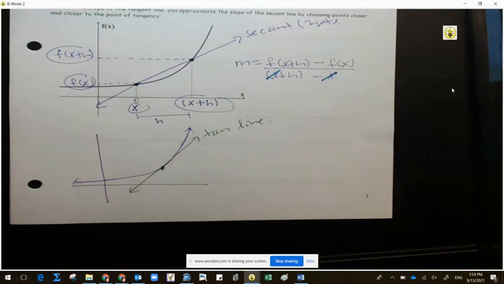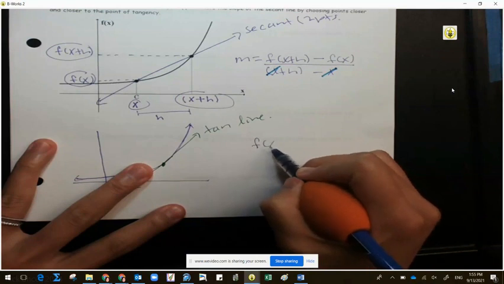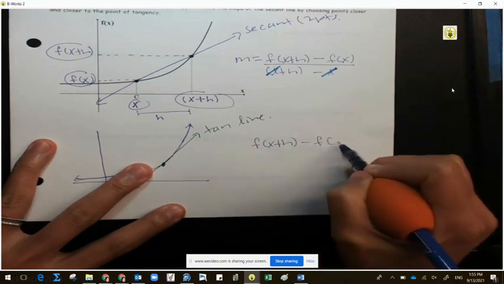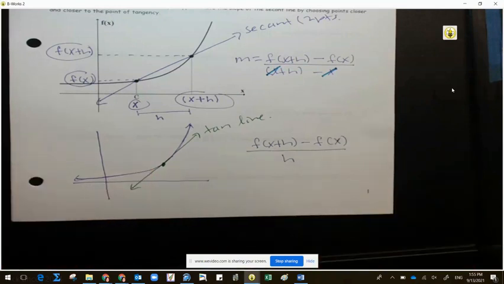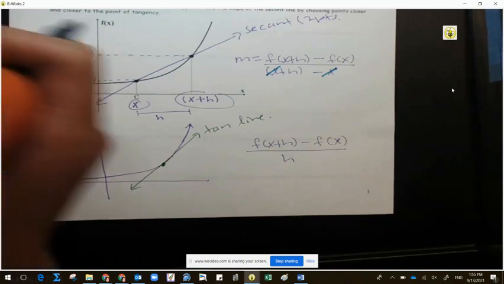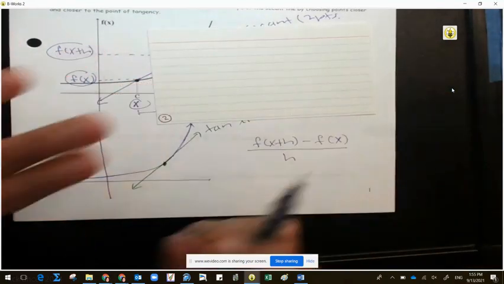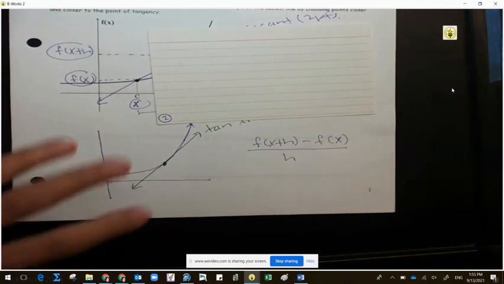So here is our definition of our tangent line. Our tangent line is going to be the Y2, which is f of x plus h, minus the Y1 over the h. So time to add on to our card. So if you would, not really add on to, I am going to call this card number 2. If you're using the corner of your paper, nothing wrong with it. So I'm going to summarize my tangent line right here real quick.